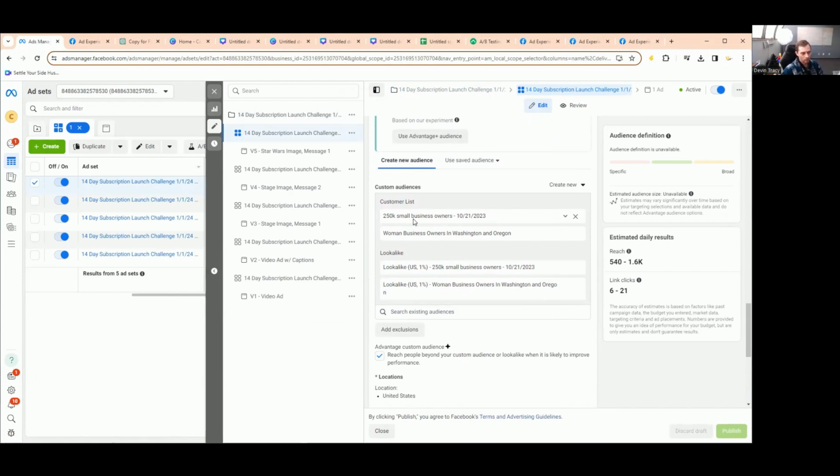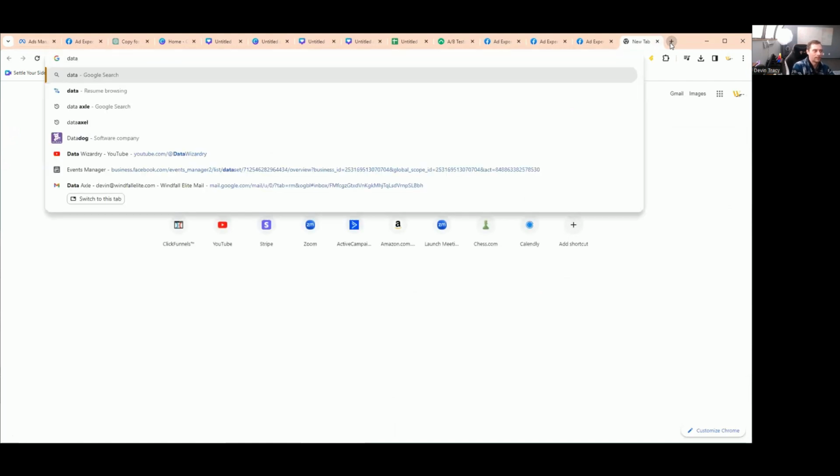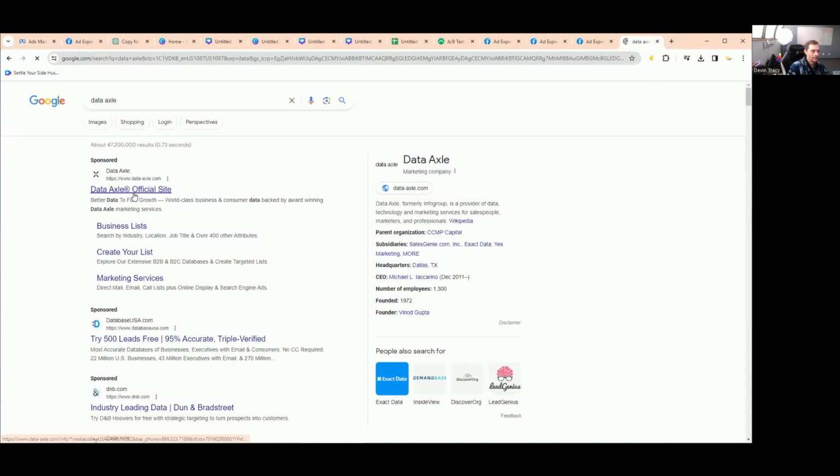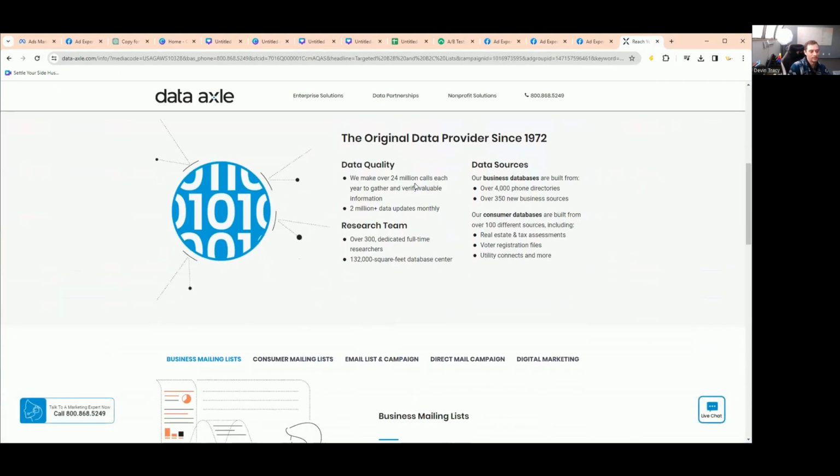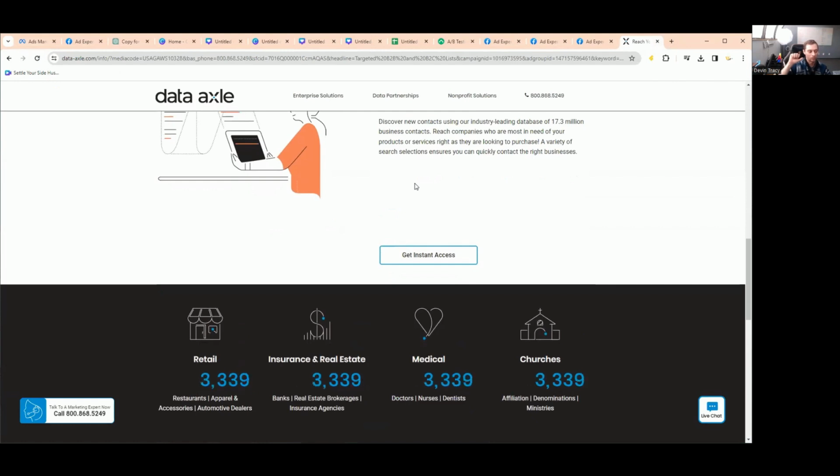So I have two lists that I'm running these ads to. I think the women's business owners is 50,000, and then 250,000 small business owners. I get those lists off of something like Data Axle, which is one option for you. Data Axle is the most expensive, easiest, fastest way to get a good list. And you can literally just tell them, this is the target audience that I have. It's in this country. It's these people.